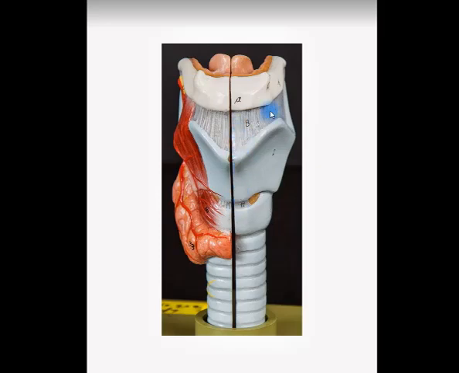So this is going to be the thyrohyoid ligament. So you name the inferior structure first, then the superior structure. So this is the thyrohyoid ligament. Down here, cricothyroid ligament.